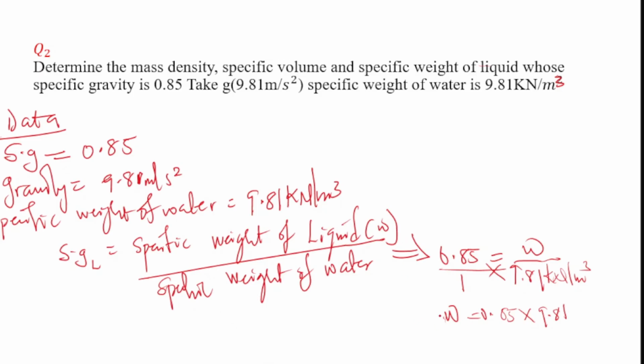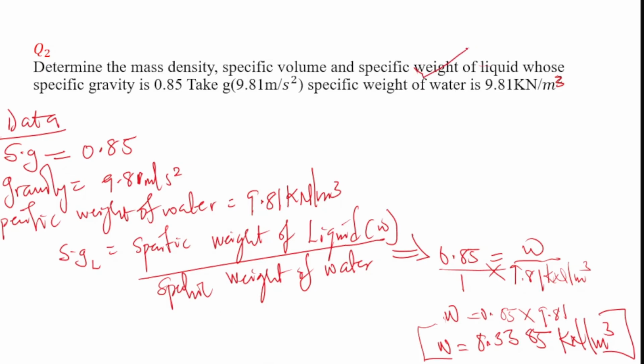Now, what will this give you? If you punch your calculator, you simply get W to be equal to 8.3385. The unit is kilonewton per meter cube. Remember, we have kilo Newton per meter cube multiplying what we have here. So we are left with the specific weight to be 8.3385 kilonewton per meter cube. So you've succeeded in calculating your specific weight.